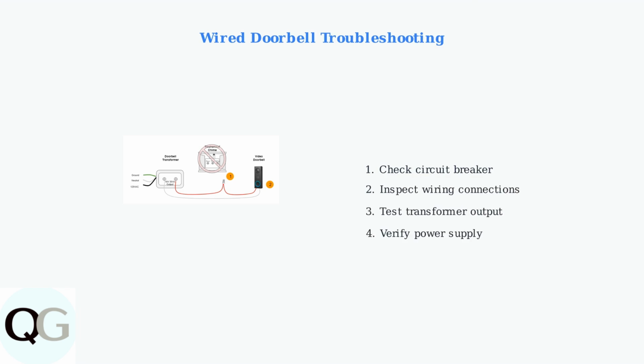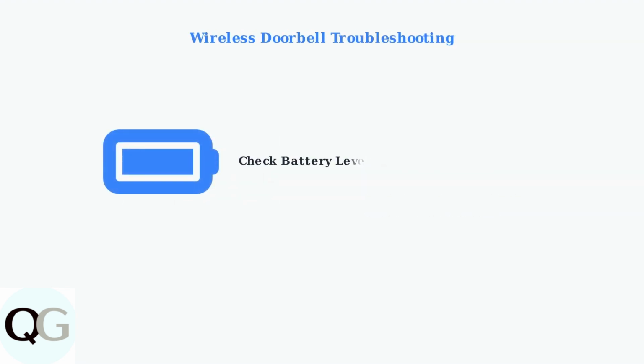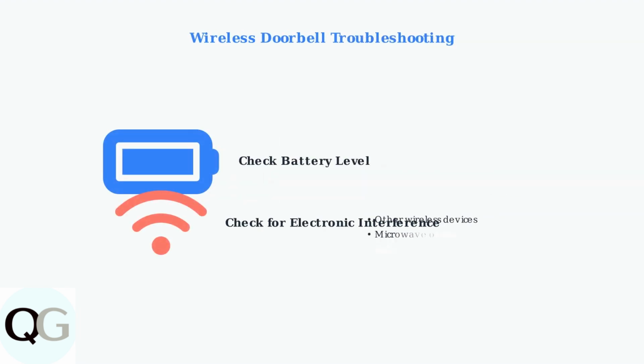Verify the circuit breaker hasn't tripped, inspect all wiring connections for looseness, and test that your transformer is providing the correct voltage output. Wireless doorbells commonly fail due to dead batteries or electronic interference. Ensure your batteries are fully charged and check for interference from other wireless devices, microwaves, or baby monitors.